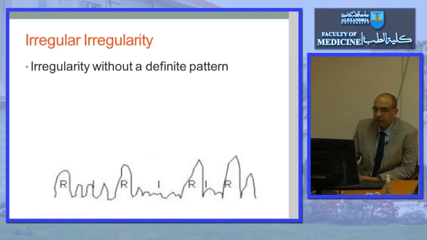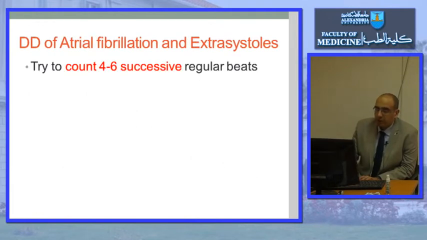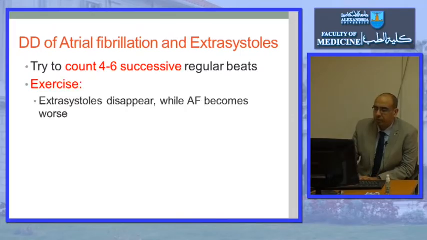What about irregular irregularity? There is irregularity, but it is irregular, completely irregular. The most common causes are atrial fibrillation and extrasystoles or multiple premature beats. How to differentiate between both of them? We try to count 4 to 6 successive regular beats.